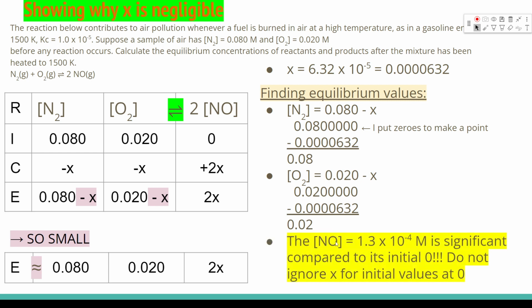Now, again, repeating. Why am I repeating? Extremely important. This NO equaling 1.3 times 10 to the negative 4 is significant because the initial was nothing. And so do not ignore something when it starts at nothing. Okay? Cool.